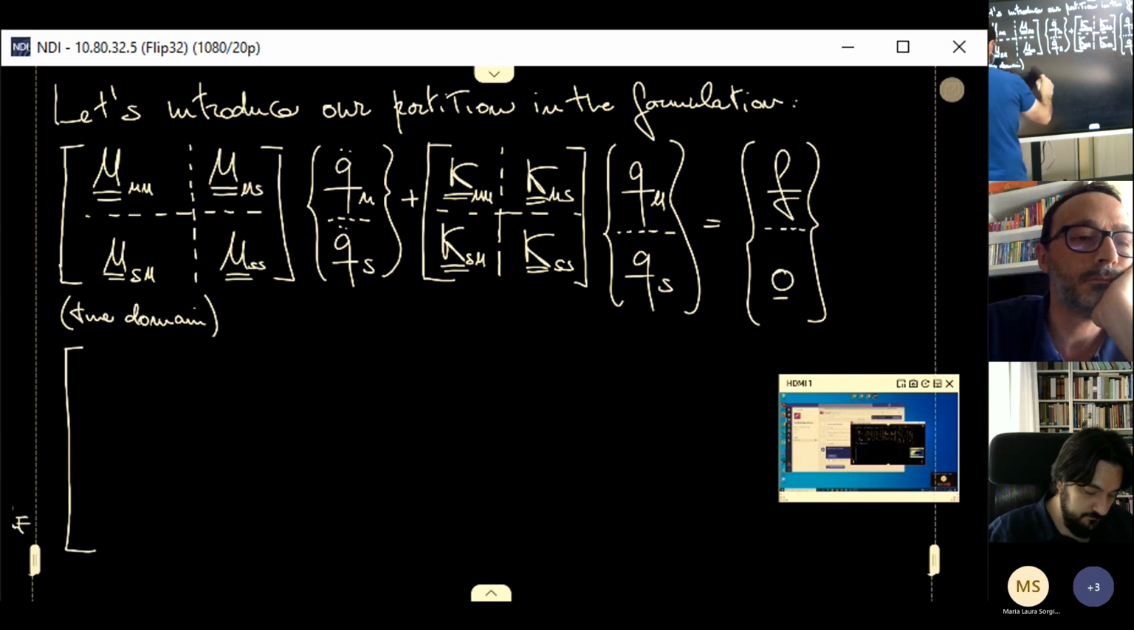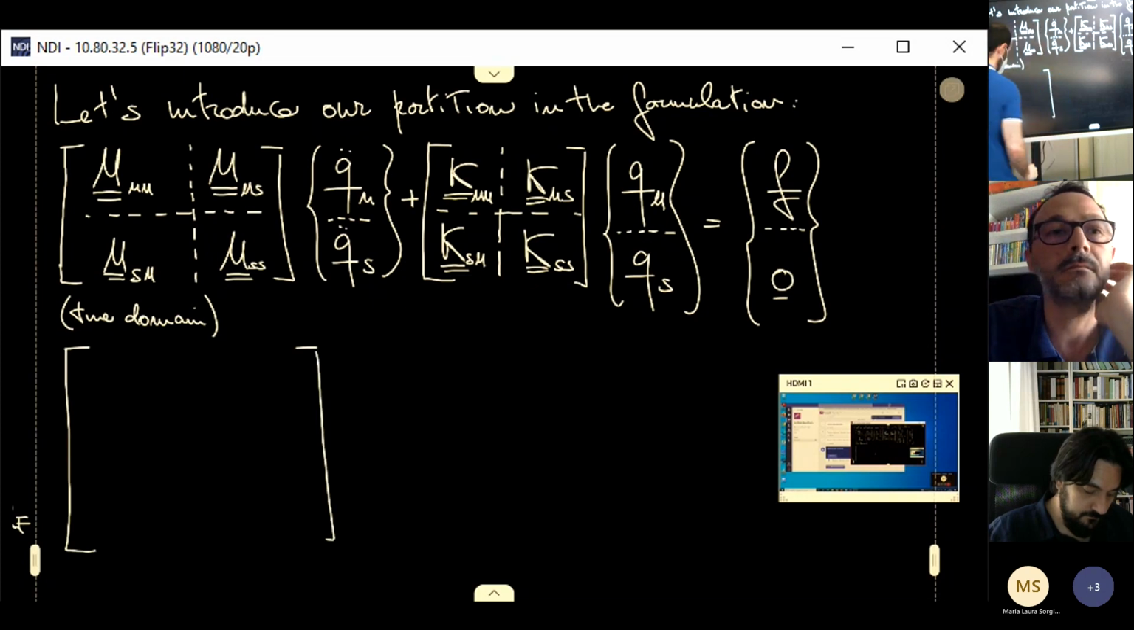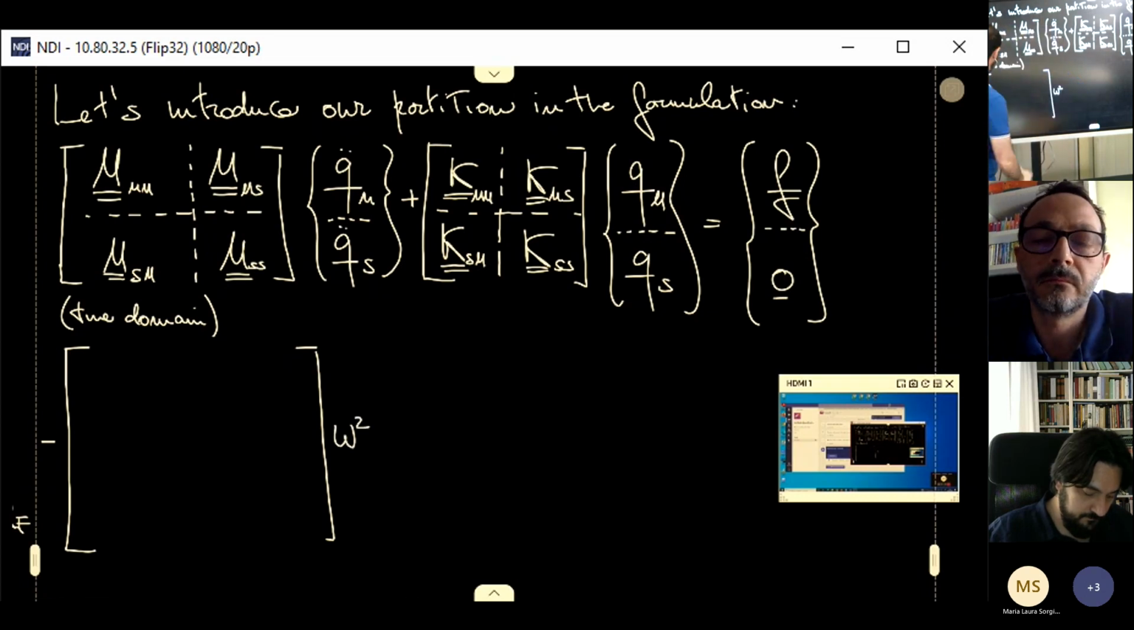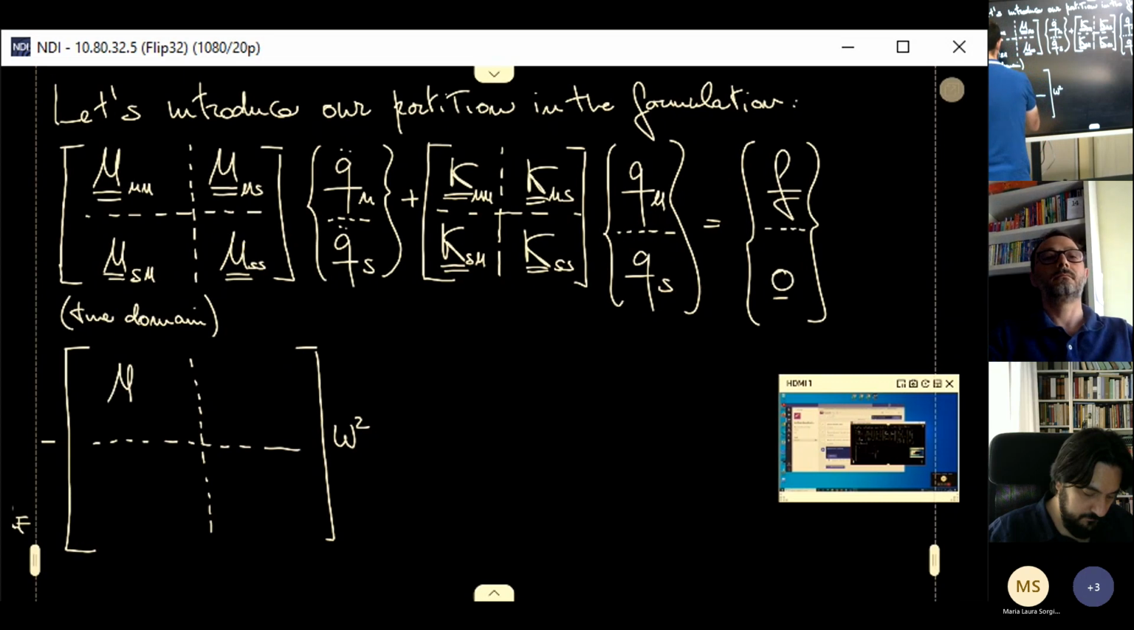We can write exactly the same in the frequency domain. So we put a minus in front, an omega squared as a multiplying term, scalar multiplying term, and then we can do exactly the same. M with an overhead, denoting the fact that we are dealing with a Fourier transform quantity.